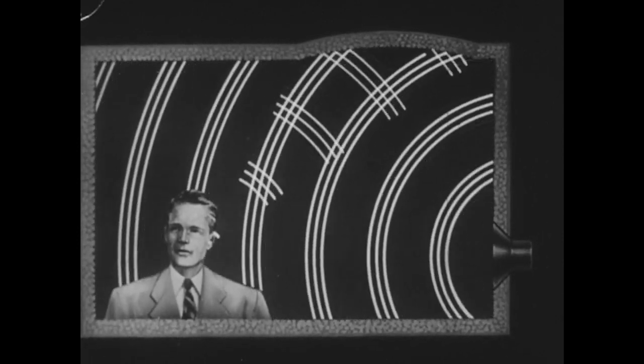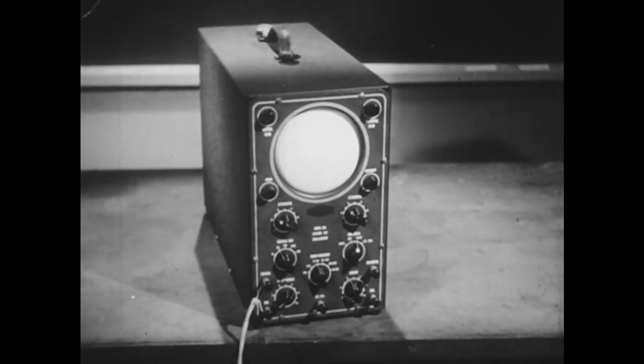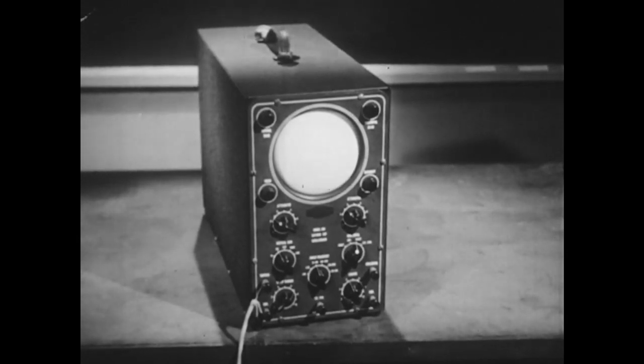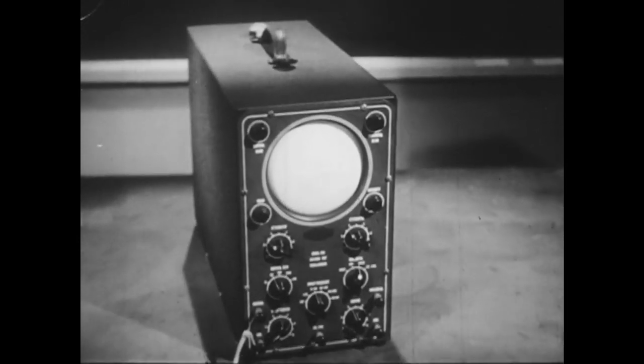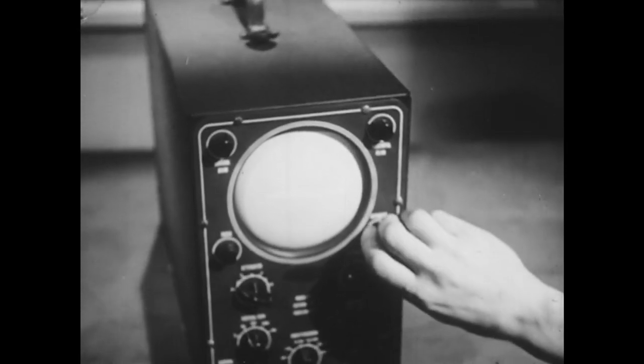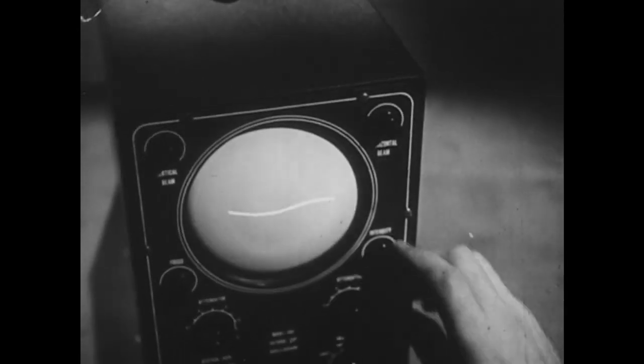To study some of them, acoustical engineers may use the oscilloscope. This instrument pictures invisible sound waves by translating them into visual patterns. Then the visual patterns can be studied. Here, for example, is the pattern of a group of woodwinds.